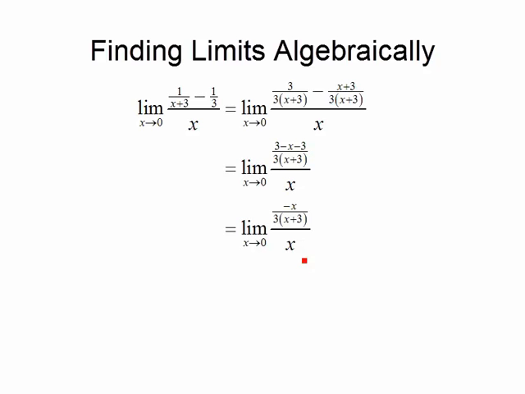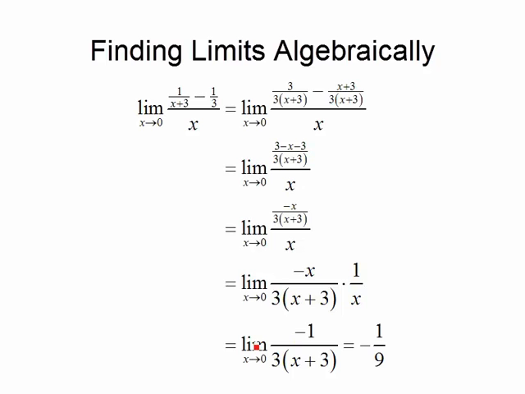Here's where the algebra comes in. When you divide by x, that's like dividing by x over 1. So let's flip and multiply that. So we get the limit as x approaches 0 of minus x over our LCD, 3 times x plus 3. But when I flip the x over 1, it becomes 1 over x. And oh, look at that. Boom, boom. Those cancel out, leaves me with a negative 1 on top. So now we'll take the limit as x approaches 0. We can go ahead and plug 0 into it, and we get negative 1/9.